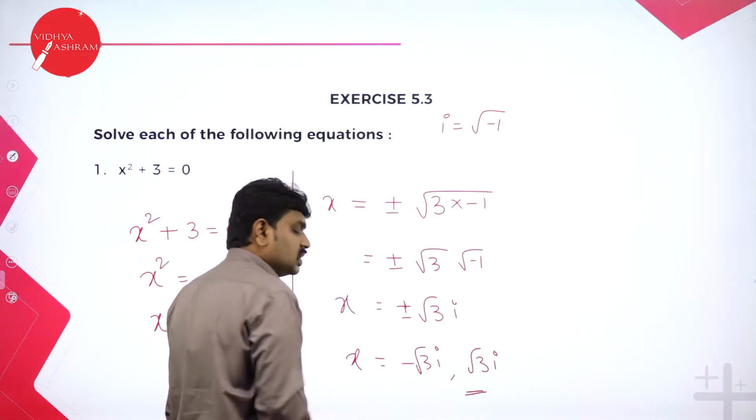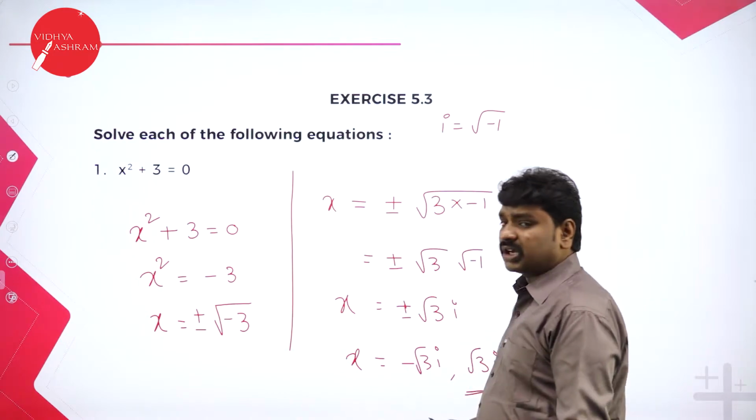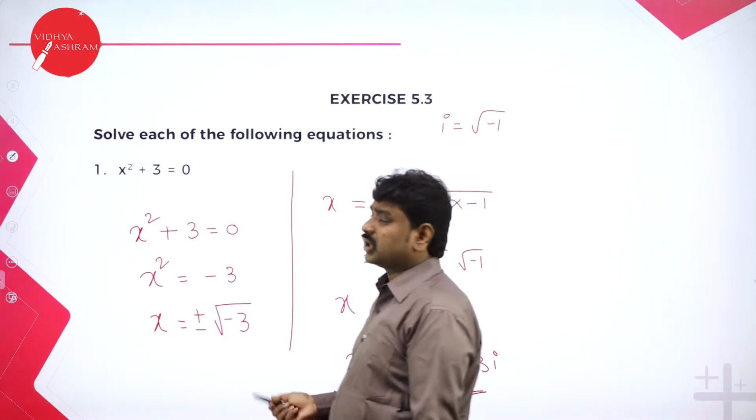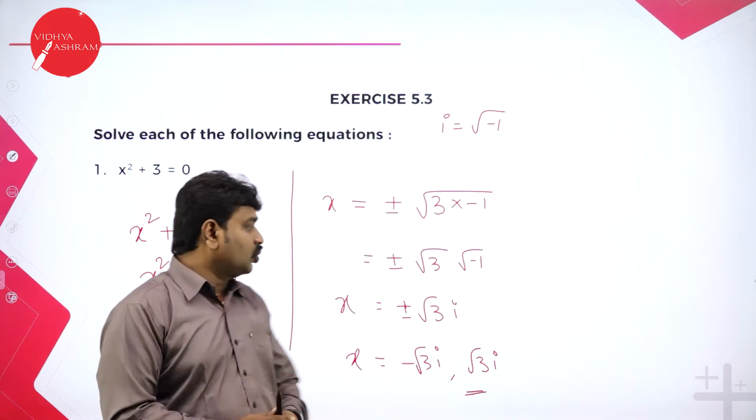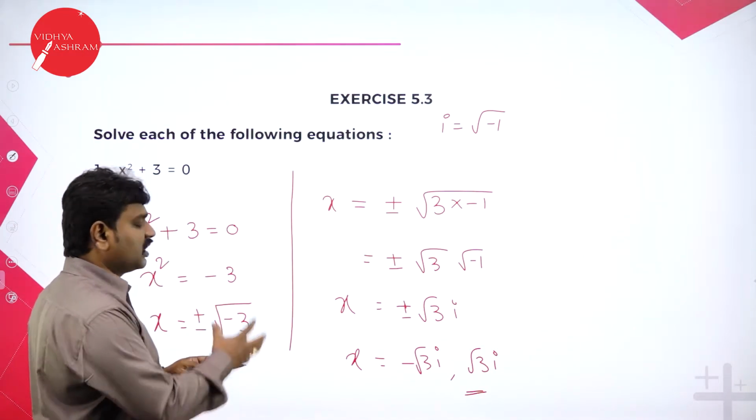These are the roots. Any quadratic equation will have two roots, and we got the two roots, both equal and opposite, both imaginary roots. Under the root, if you get a negative, we call it what? Imaginary number or complex number. They are complex roots.